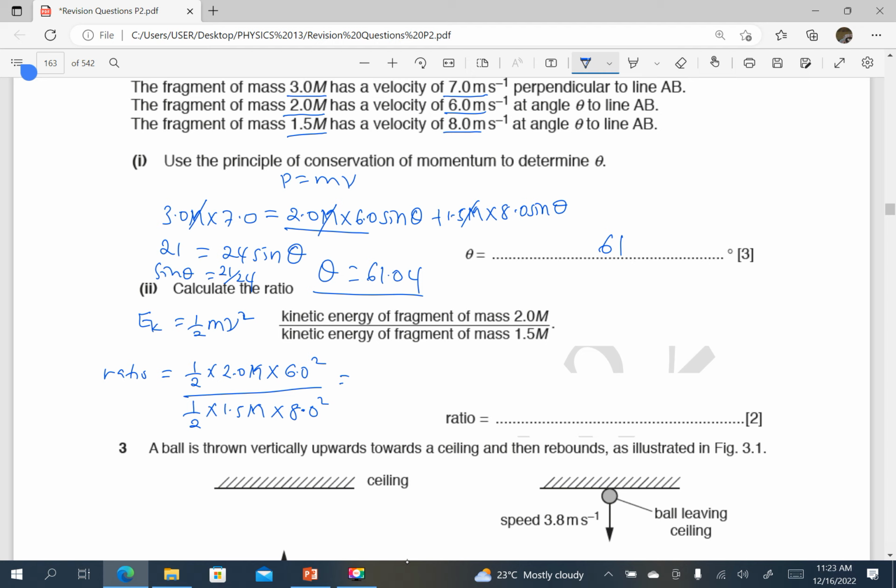So this gives us 2.0 times 6.0 squared divided by 1.5 times 8.0 squared. So this gives me 0.75.